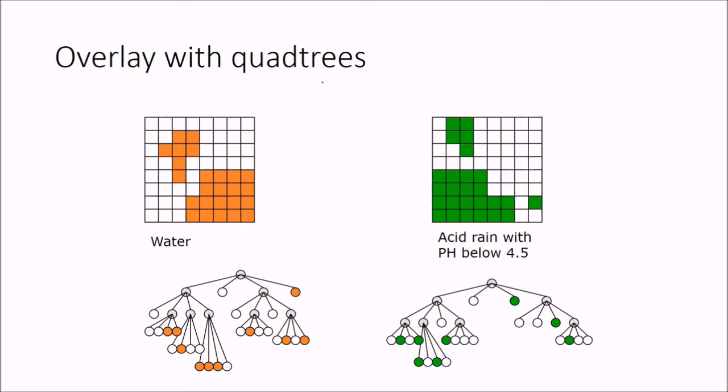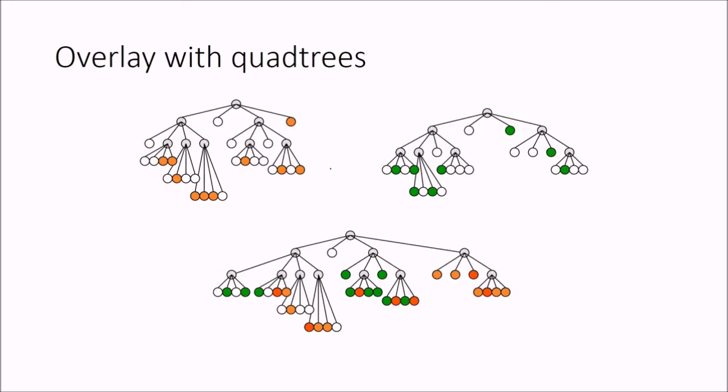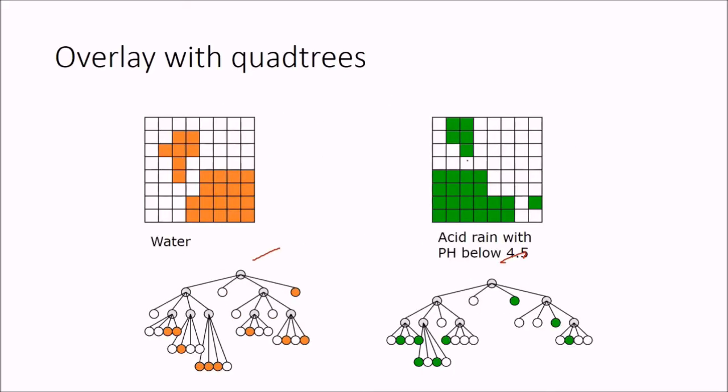So this is the overlay with quadtree in the vectors. If this is water, now you know how to represent it. This is how we can represent it using a quadtree, overlaying the water, and this is the acid water, say with some pH value. This is how we represent it. And now we want to overlay these two rasters, meaning this over this.